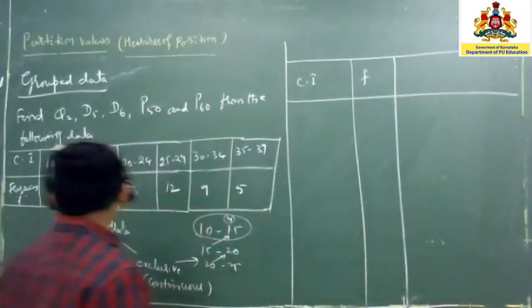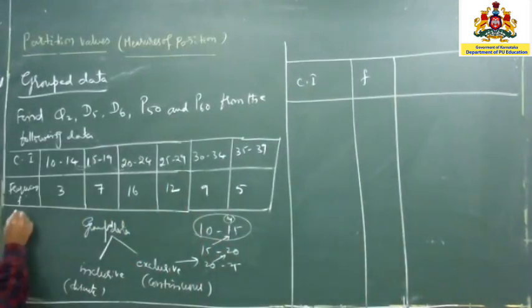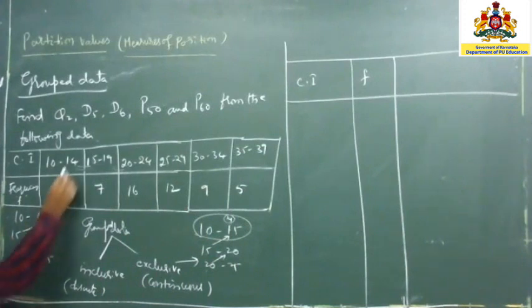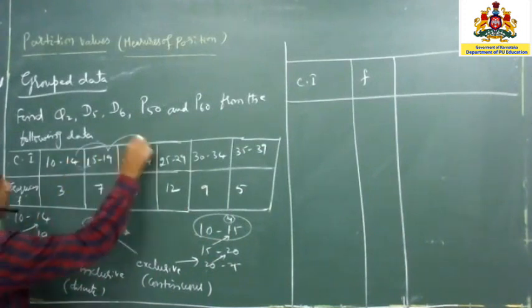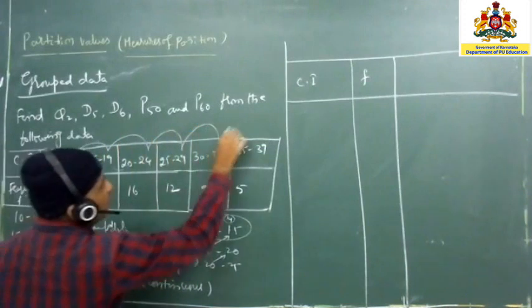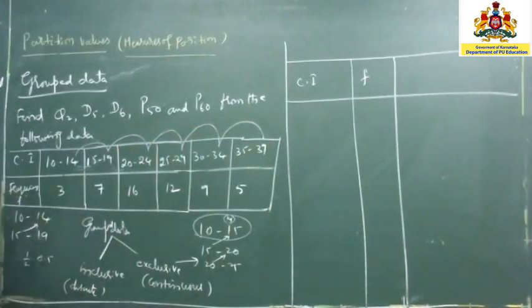So here 10 to 14 and 15 to 19. What is the difference? 1. So 1, there are two values, divided by 2, you will get 0.5. So this is the adjustment. So what we are going to do is for all the upper values, that is 14, 19, 24, 29 and 34 and 39, all upper limits, we are going to add plus 0.